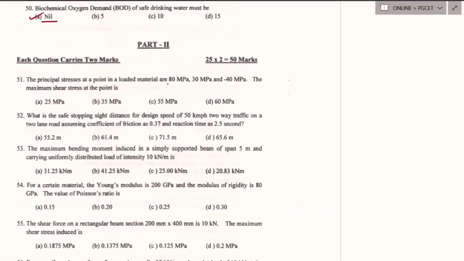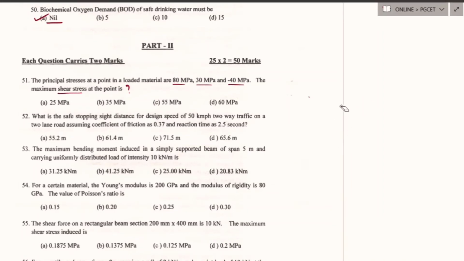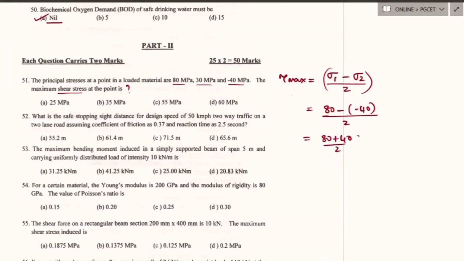Question number 51. The principal stresses at a point in a loaded material are 80 MPa, 30 MPa and minus 40 MPa. The maximum shear stress at a point is. To find the maximum shear stress, tau max is equal to (sigma 1 minus sigma 3) divided by 2, where sigma 1 and sigma 3 are major and minor principal stresses. 80 minus of minus 40 divided by 2, that is 80 plus 40 divided by 2, is equal to 60 MPa. So the maximum shear stress is 60 MPa. Option D is the right answer.